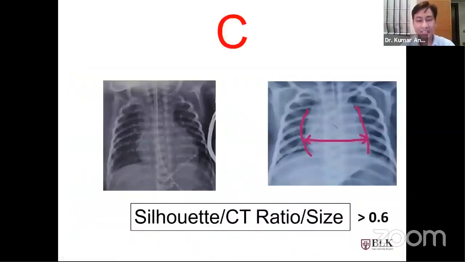C for cardiac. In the cardiac part, we look at the cardiac size. For the calculation of the cardiac size, we draw a line for the right cardiac border and another for the left cardiac border, and we calculate the cardiac size, and we express it as the CT ratio, that means cardiac versus thoracic ratio. We calculate the thoracic diameter either from the outer cage of the bone or the inner cage of the rib. If the ratio is more than 0.6, then we can say that the cardiac size is enlarged.